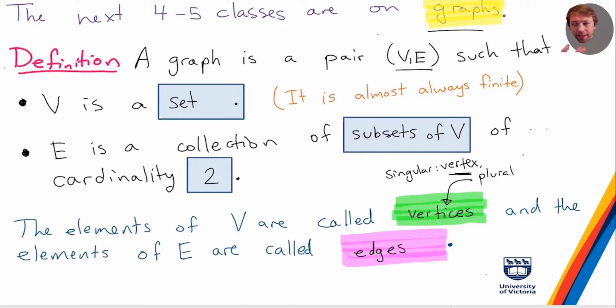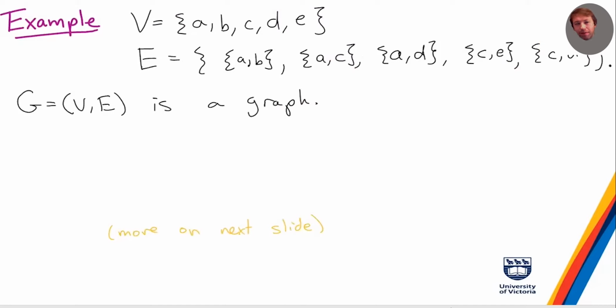Okay, this is an abstract, technical definition of a graph. So let me just give you an example. Basically, this is a technical definition: a graph is a bunch of points called vertices, and edges are pairs of vertices. But there's a better way to illustrate this. But anyway, let me look at this example.